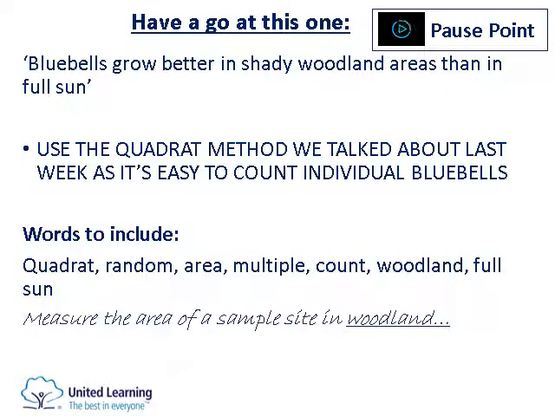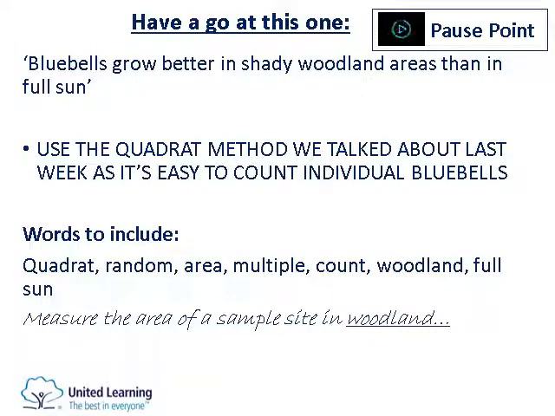So what I'm doing now is linking this back to last week. This is a practice of what we did last week. It says bluebells grow better in shady woodland areas than in full sun. So what I'd like you to do is, using the keywords, tell me how we're going to measure the population of bluebells in the area. Because bluebells are easy to count, using the counting method we talked about last week, not percentage cover, I'd like you to tell me how we're going to estimate the population of bluebells.